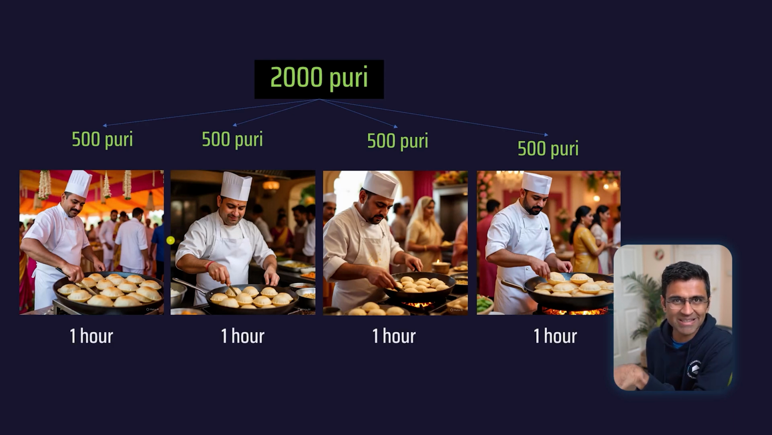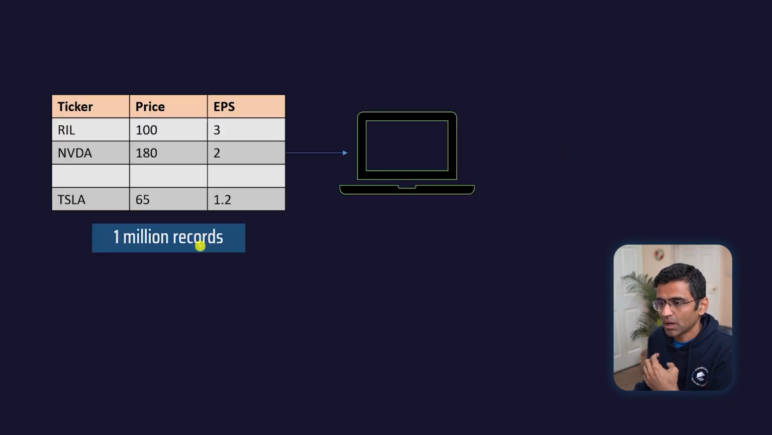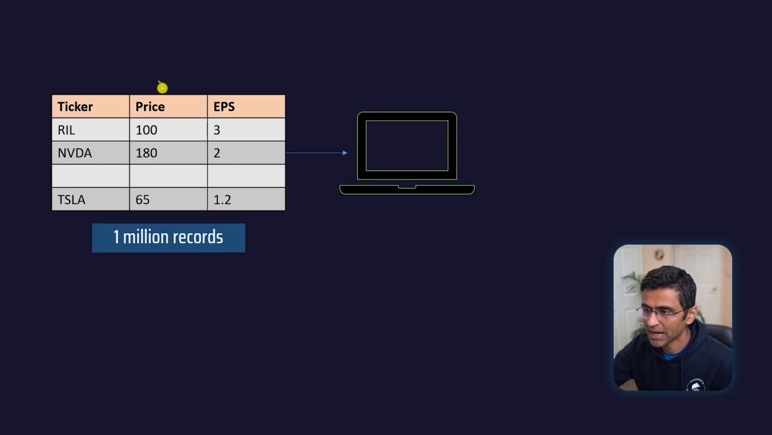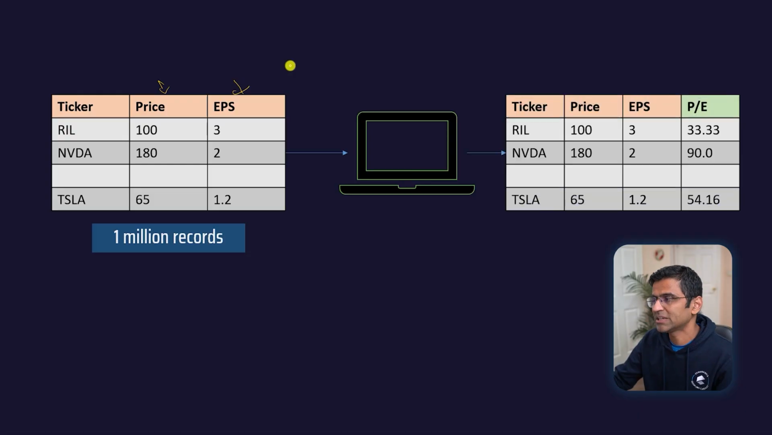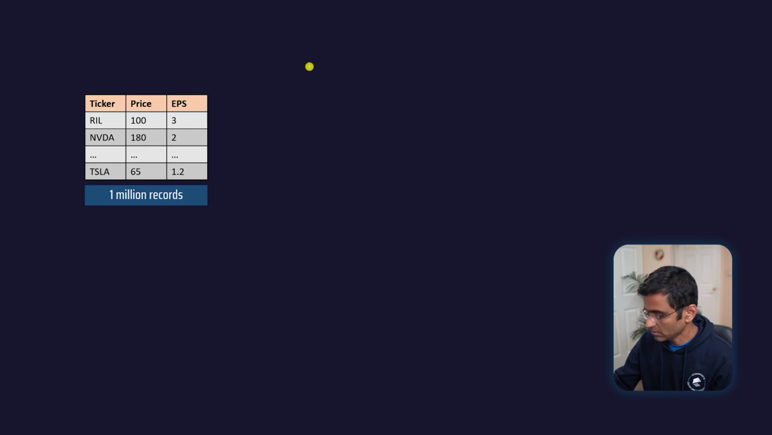Now, this is a common sense concept, right? You can make your work parallel and get it done in a quicker time. A similar thing you can do with computers. Let's say you have this data set where you have ticker, price and EPS, and you want to compute the PE ratio. You can give it to your computer, right? You can run pandas code and you can compute it. But what if you have 40 million records? Your computer will probably hang, right?